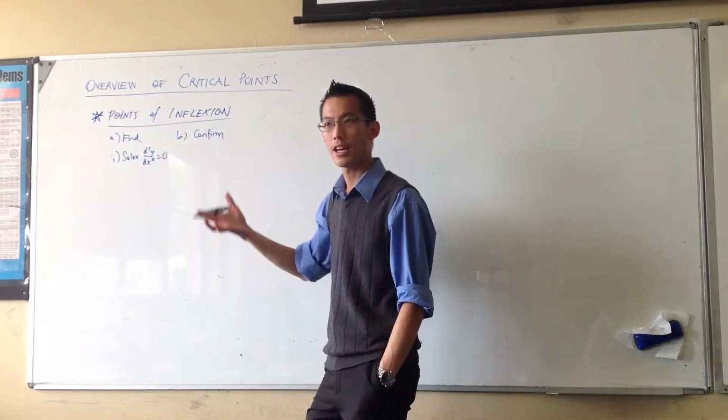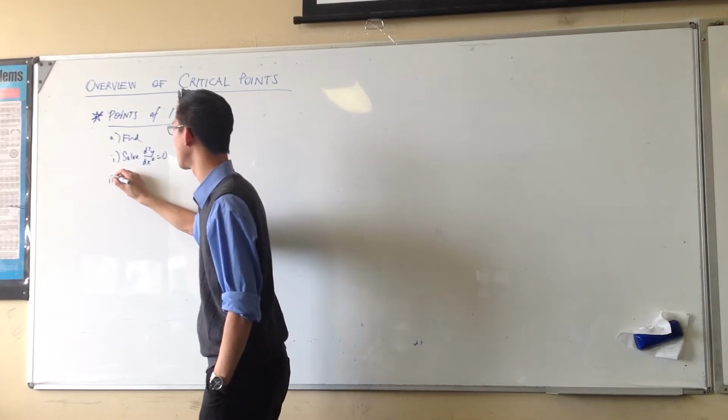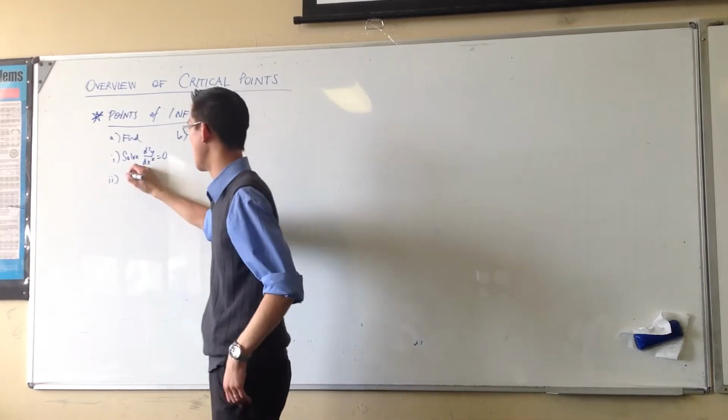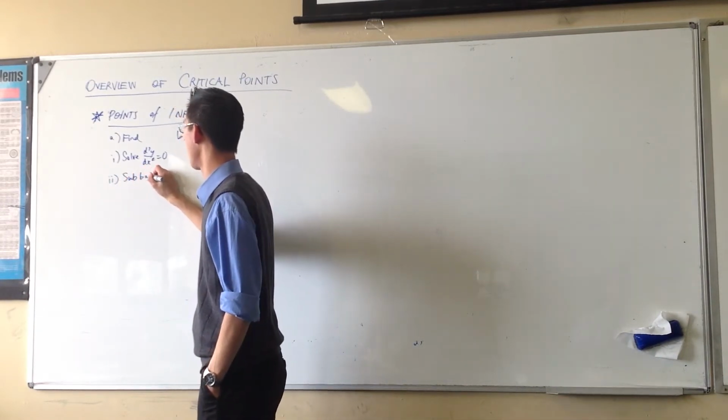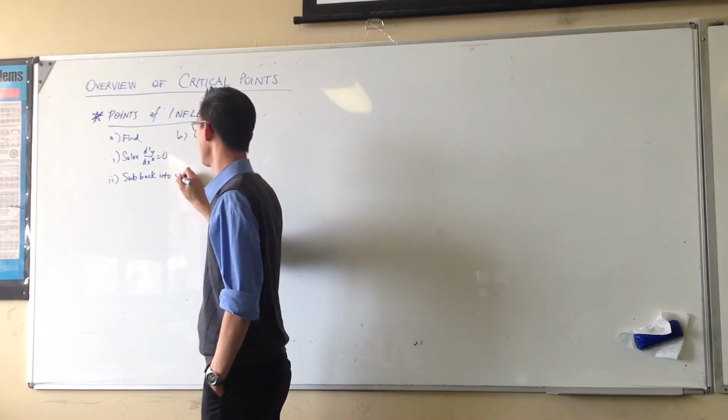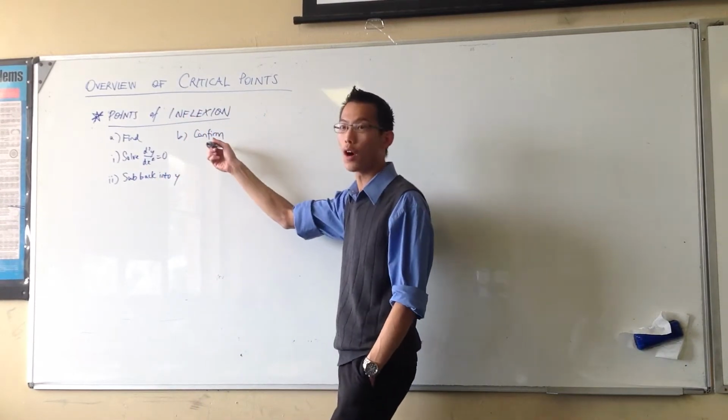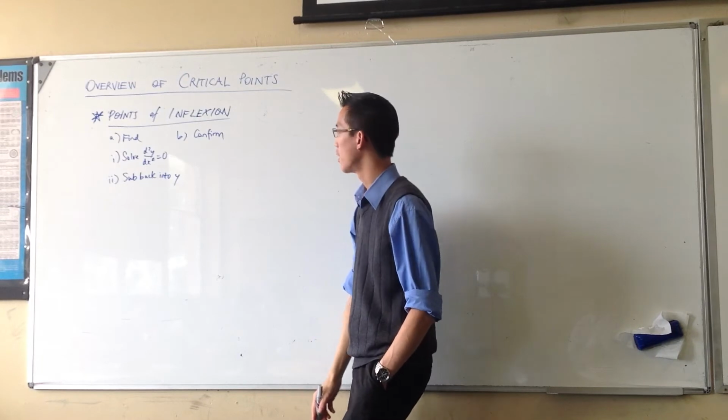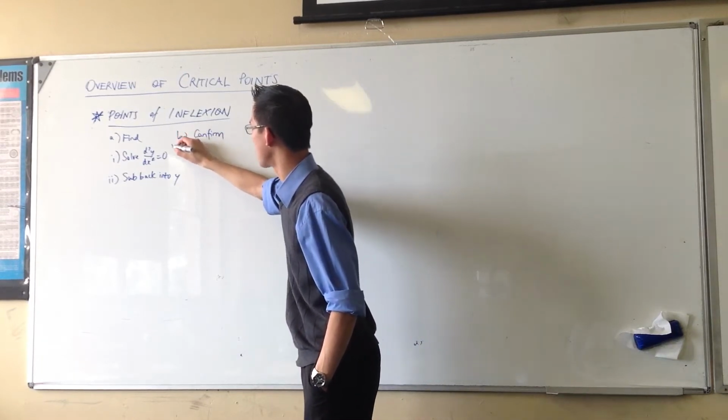Now eventually, if we find the point of inflection, you are going to have to substitute that back into y to actually get the coordinates. But before you do that, you actually want to confirm that what you've got is a point of inflection. So this is my second part now.